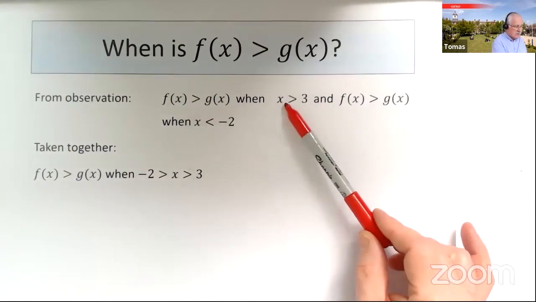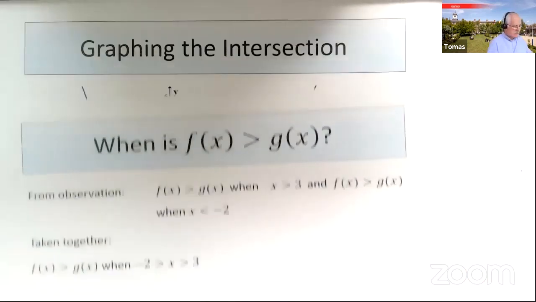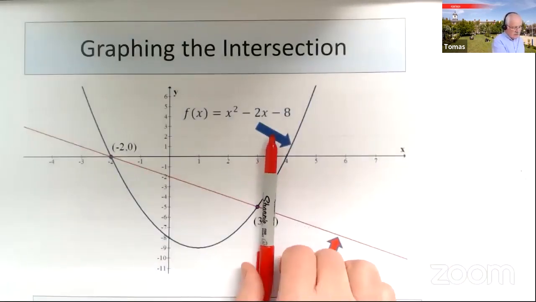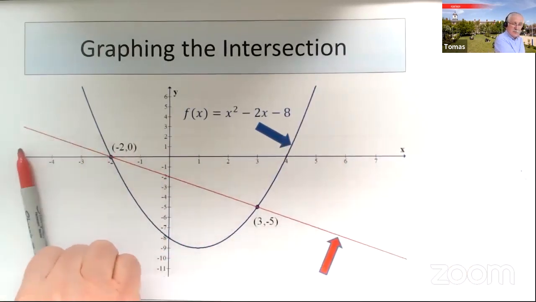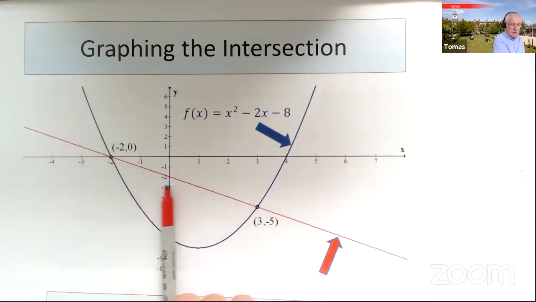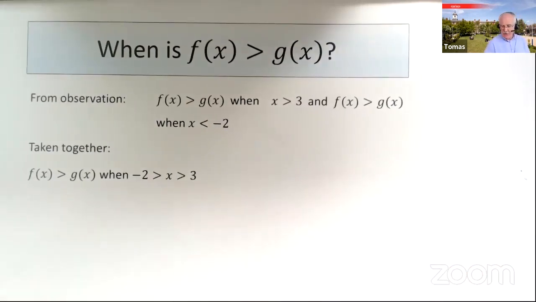You just look at it and you say when x is greater than 3 or when x is less than -2. So greater than 3, the blue line wins, or the blue curve. Below here, the blue one wins, but here, the red one wins. And you say between -2 and 3.